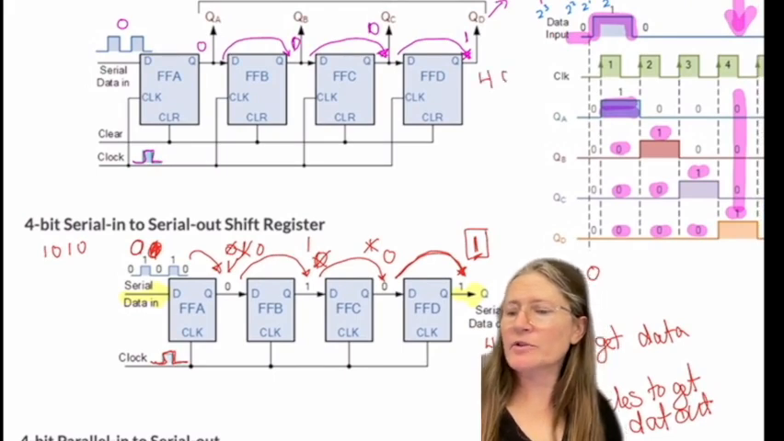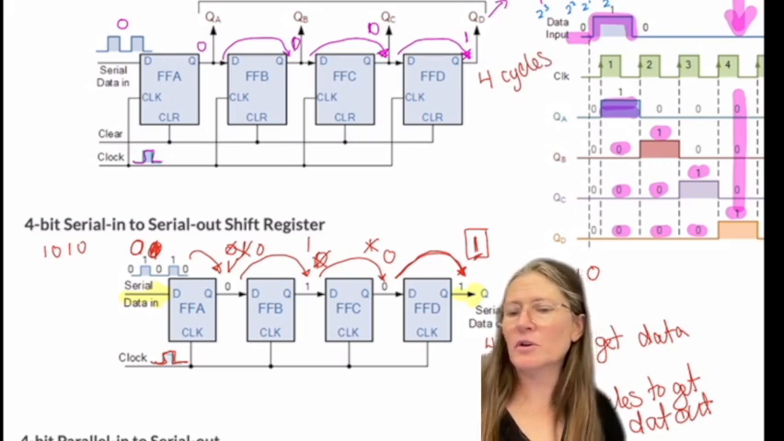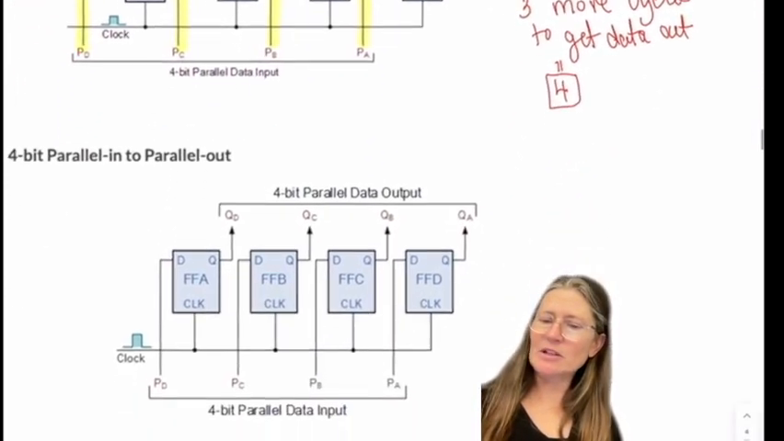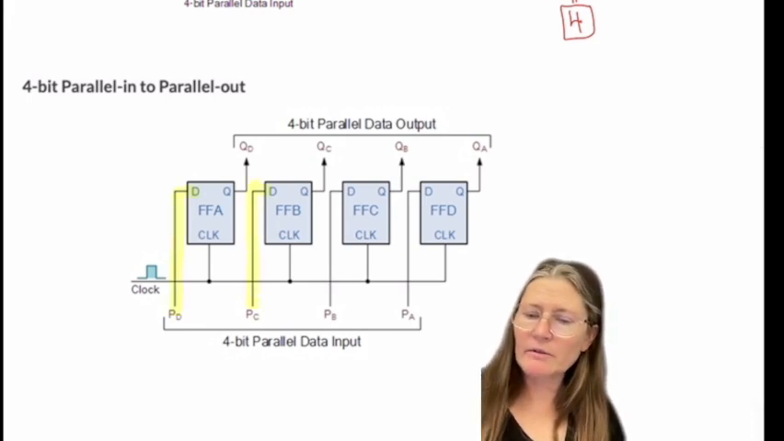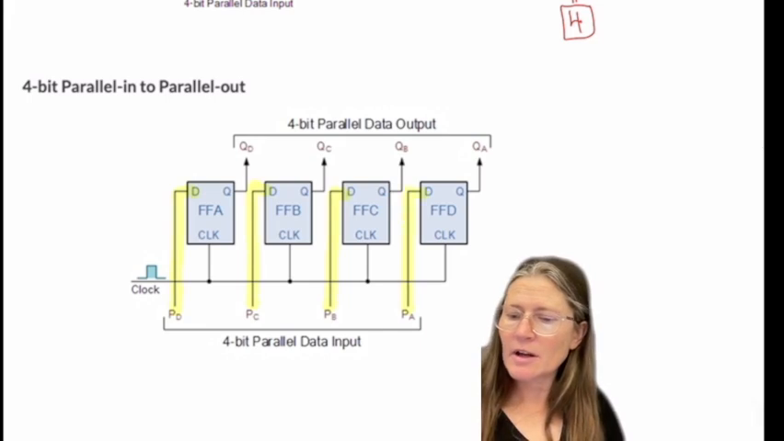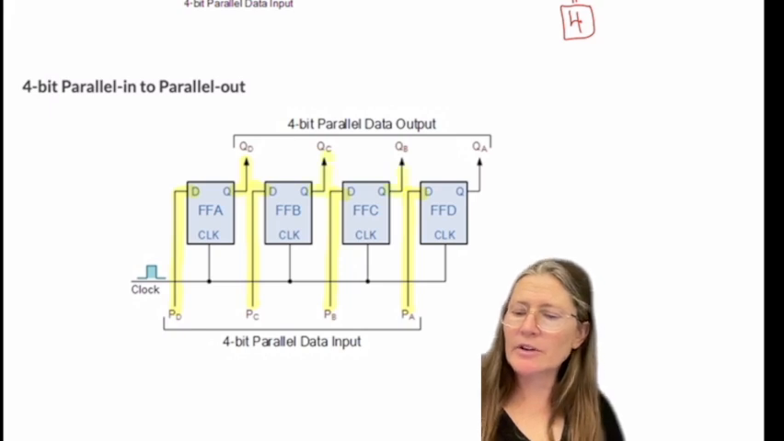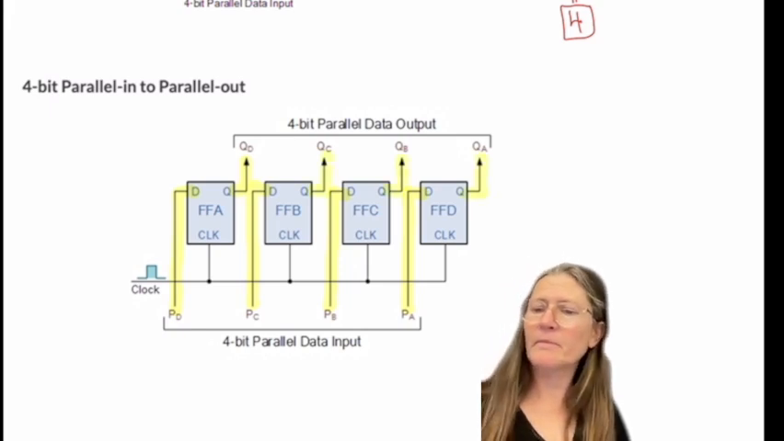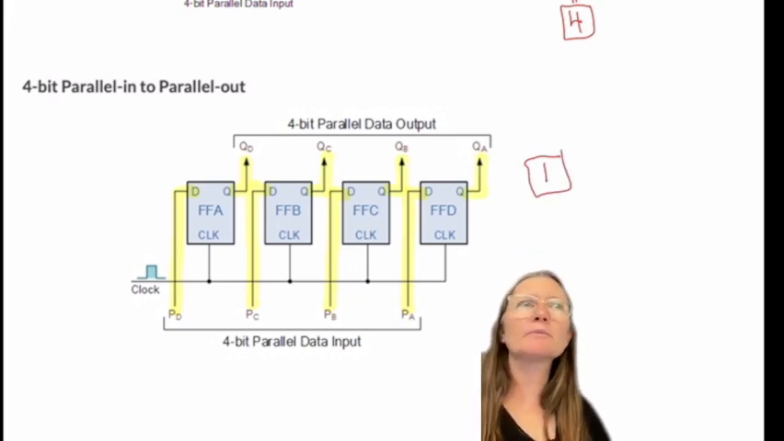And this was 4 cycles. 1, 2, 3, at the 4th, yeah, 4 cycles. So that one took 4 cycles, that one took 7, this takes 4. On this one, everything goes in. It takes 1 cycle to go into the flip-flop, and then everything can be read. So this just takes 1 cycle, parallel in, parallel out.